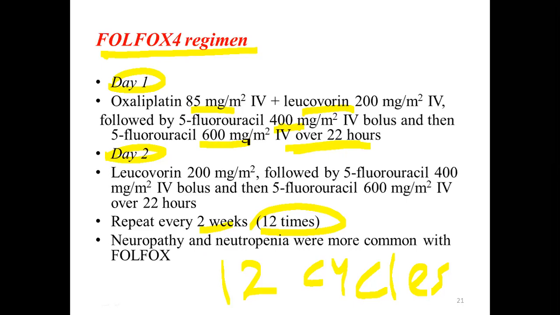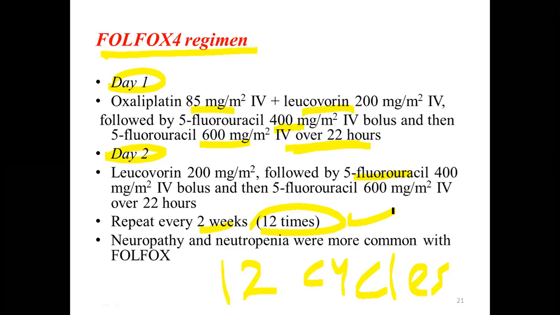On day 2, we normally give only leucovorin and 5-fluorouracil, the same dose, the same duration. Leucovorin is usually given prior to 5-FU, and I will mention why folinic acid is administered in the FOLFOX regimen. You repeat every 2 weeks, and you give the patient 12 courses, that is 12 cycles. This 12 cycles is equivalent to 6 months. So to complete the adjuvant chemotherapy, the patient is supposed to come to the hospital frequently for 6 months.